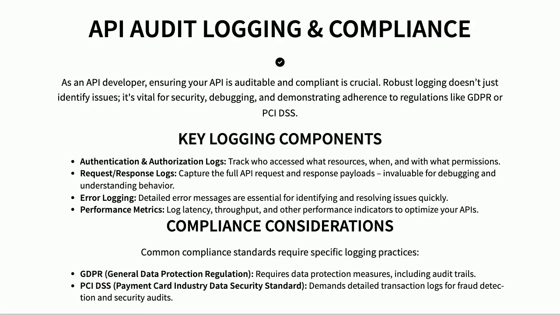Let's talk about logging. It's a cornerstone of building secure and compliant APIs. Think of audit logging as your API's memory. It records every action taken, who did it, and when. We want to track authentication attempts, the precise requests being made, and any errors that pop up. Beyond just spotting problems, this data is critical for meeting regulations like GDPR and PCI DSS, ensuring you're protecting user data and handling sensitive information securely.